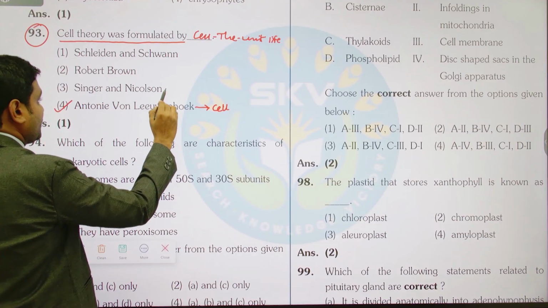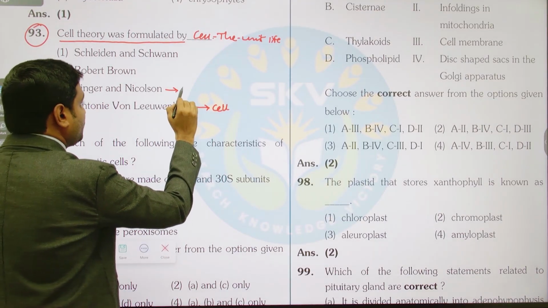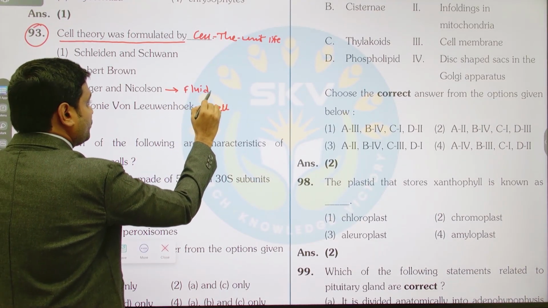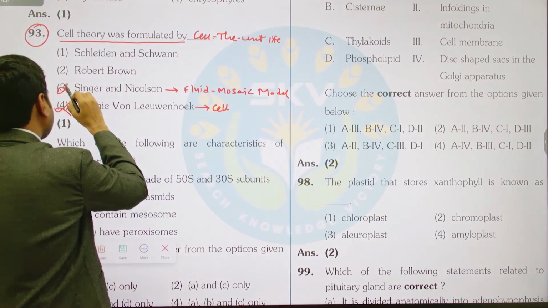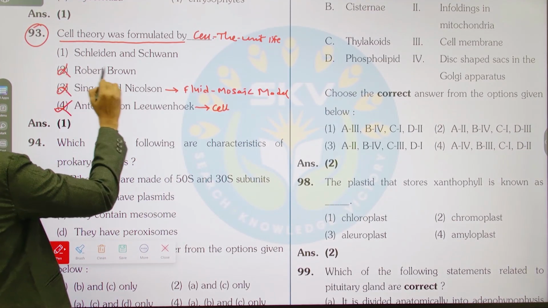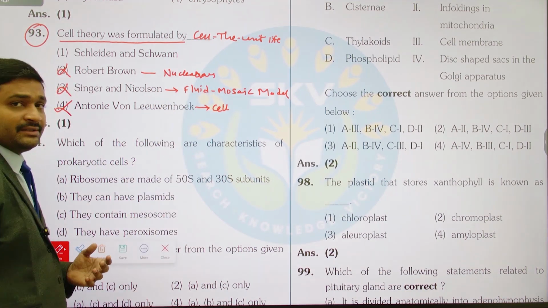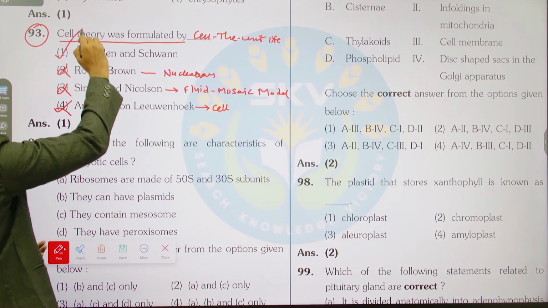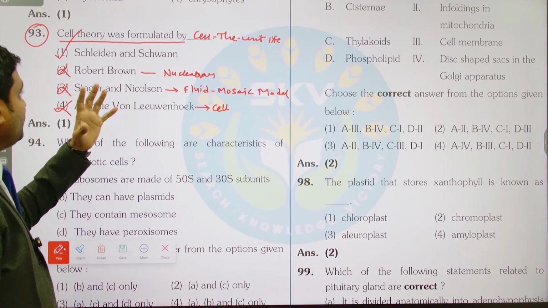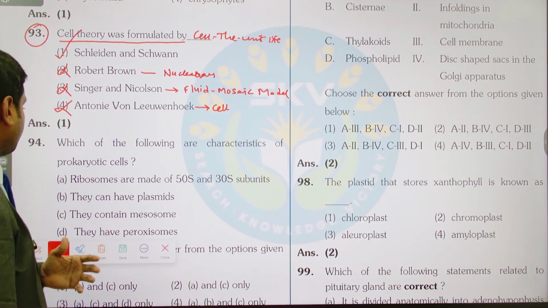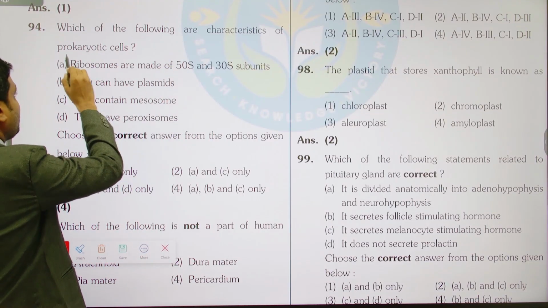Singer and Nicolson are the two scientists who proposed the fluid mosaic model, so this is not a correct option. And lastly, Robert Brown discovered the nucleus, not the cell theory. So directly we can go for Schleiden and Schwann, the scientists who formulated the cell theory for the first time.